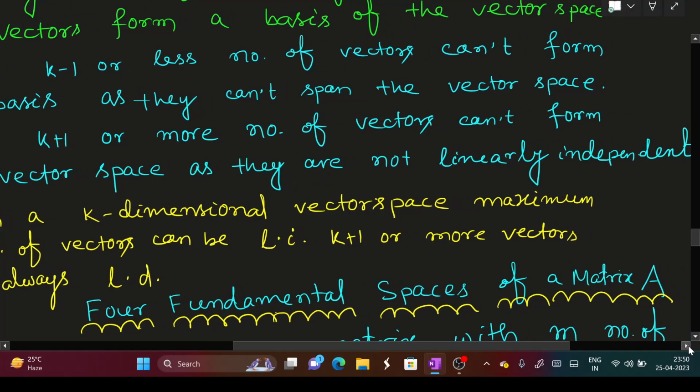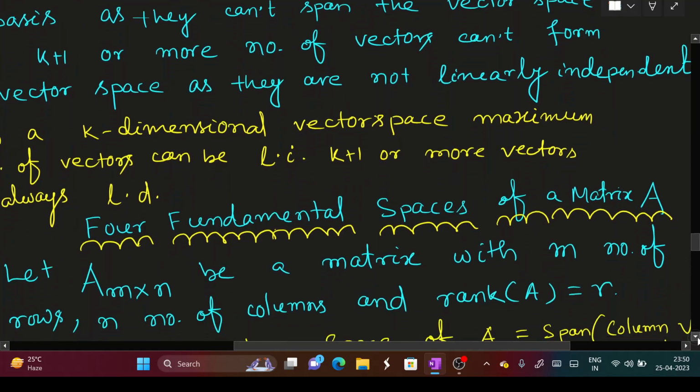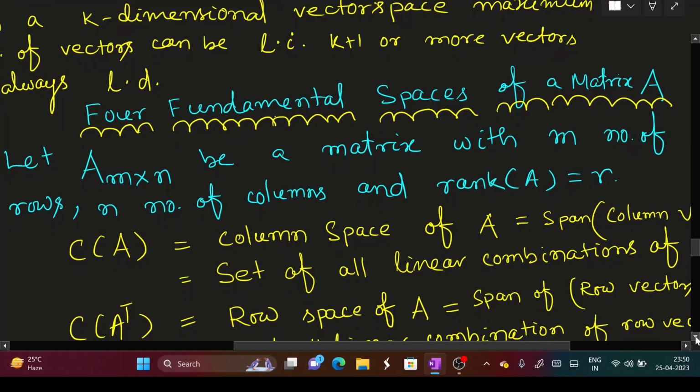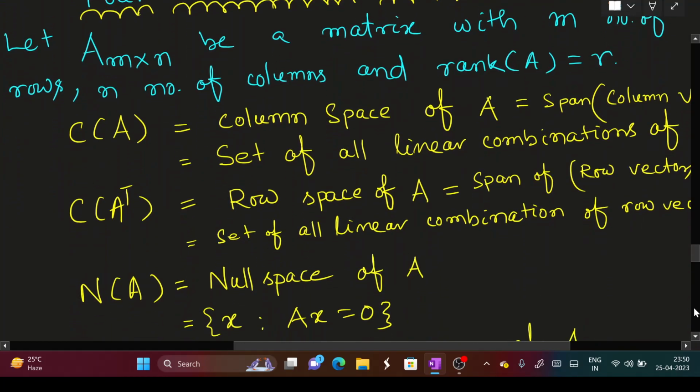Next is the four fundamental spaces of a matrix A. Let A be an m cross n matrix, with m rows and n columns, and rank A. It has four fundamental spaces associated with it. They are column space, row space, null space, and left null space. What is the meaning of column space? It is the span of columns of the matrix A.